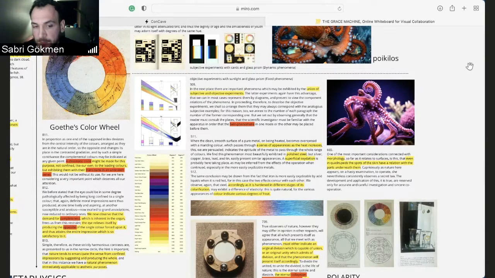so that it could be used instrumentally. So we now observe that the demand for completeness, which is inherent in the organ, frees us from this restraint. The eye believes itself by producing the opposite of the single color forced upon it, and thus attains the entire impression, which is so satisfactory to it, right? So this is basically Goethe signifying the eye as the organ, as the instrument as well.